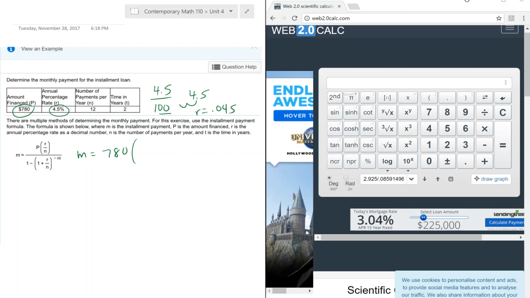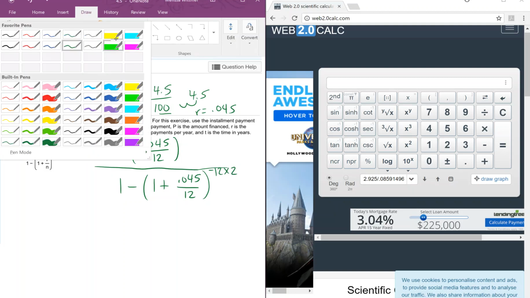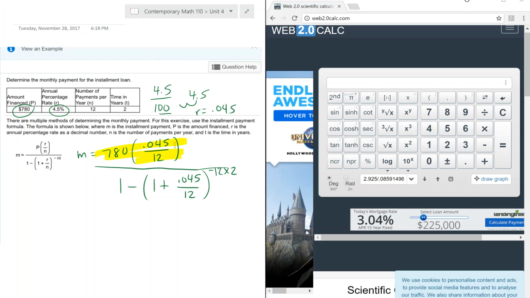So going back, I have 780 times R divided by N. So that would be 0.045 divided by 12. And that's all divided by 1 minus parentheses 1 plus R divided by N. So we have 0.045 divided by 12 raised to the power of negative 12 times our time, 2 years. So the suggested way to work this out is to focus on the numerator and denominator separately. Okay, so I'm going to work out the top first, and I can type that expression in the calculator in one step.